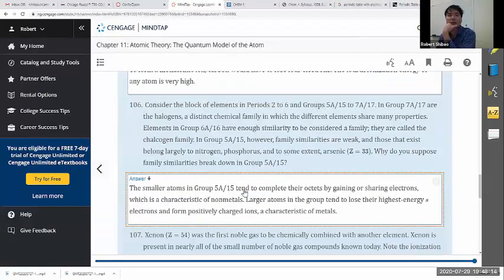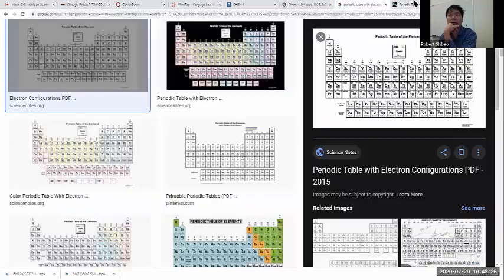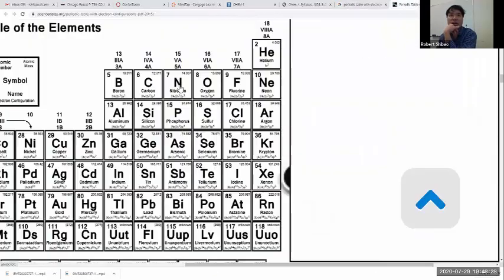The smaller atoms in group 5 tend to complete their octets by gaining or sharing electrons, which is characteristic of nonmetals. Larger atoms tend to lose. This is not really correct. Nitrogen can gain or lose. That's why nitrogen chemistry is very rich. The same thing with arsenic, antimony. Bismuth is more metallic. Bismuth is starting to look like a real metal.